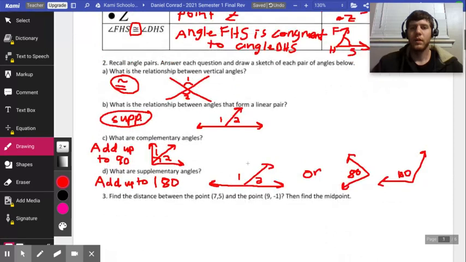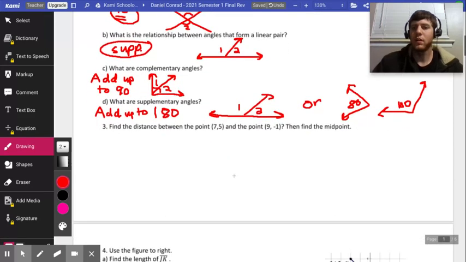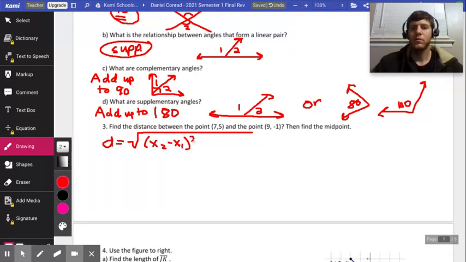Okay, the next one, find the distance between the points (7, 5) and (9, -1). Then find the midpoint. So the distance formula is the square root of the change in x squared plus the change in y squared. So the change in x squared is going to be x2 minus x1 squared, plus the change in y, which is y2 minus y1 squared.